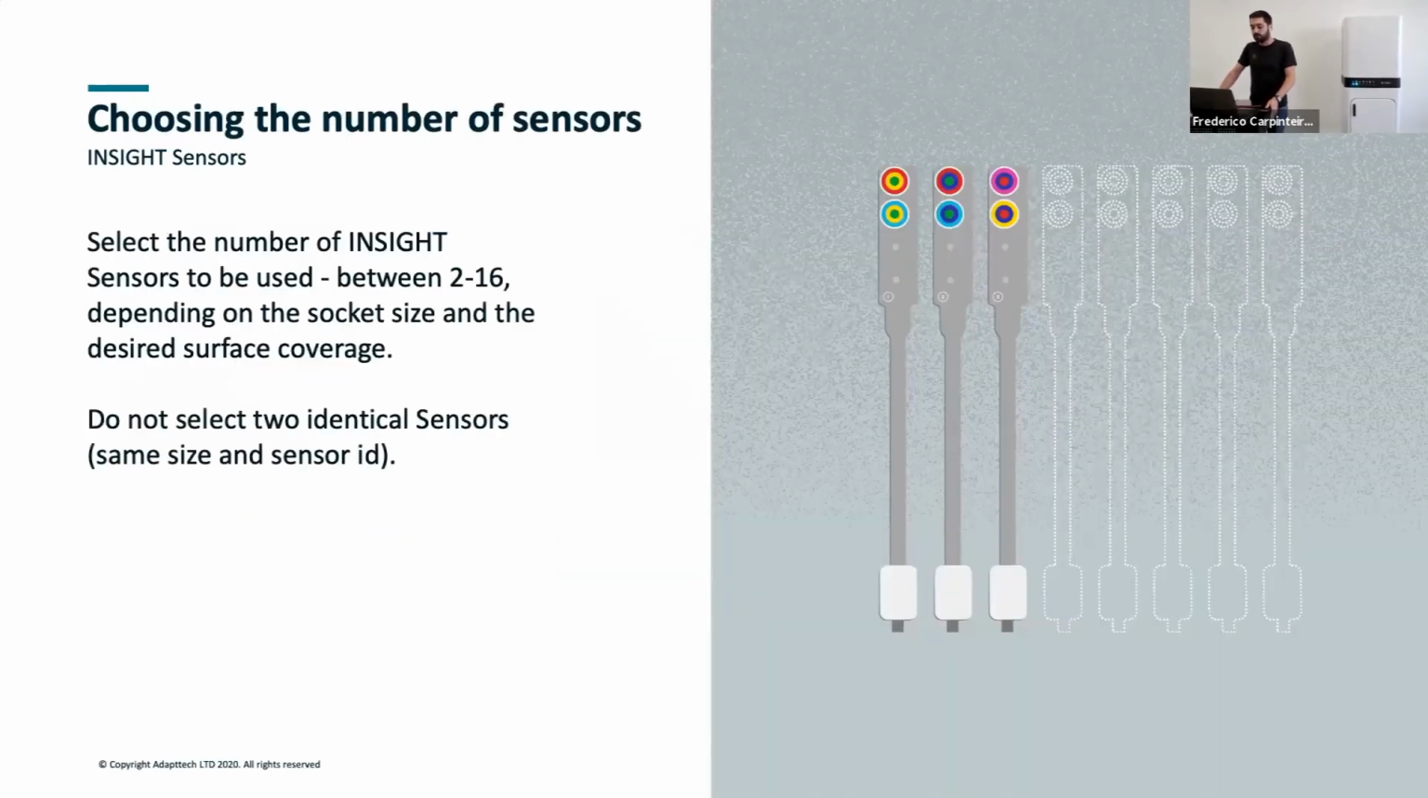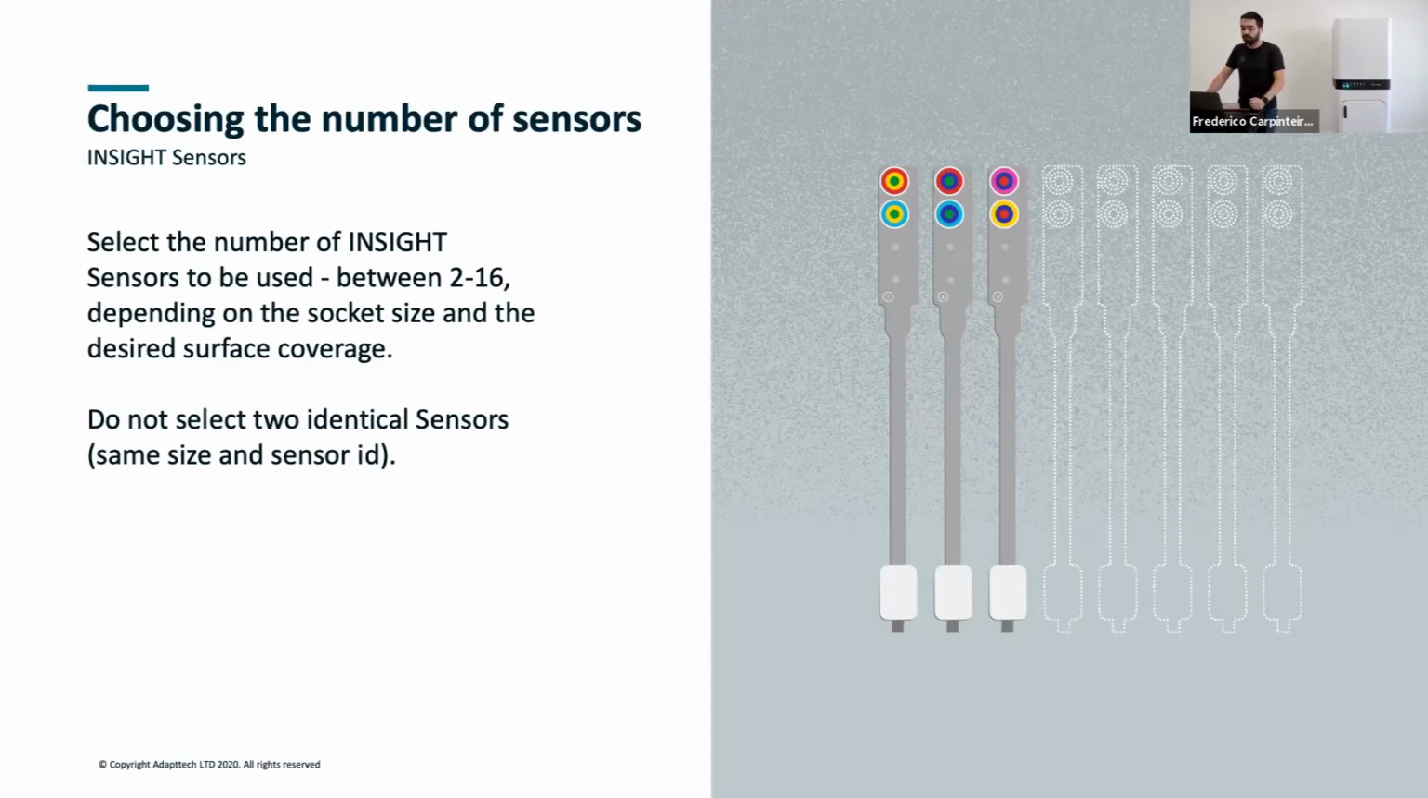So on choosing the number of sensors, you can use anything between 2 to 16 sensors, depending on the size of the socket and the desired surface coverage that you're looking for, as long as you don't use 2 identical sensors, as I said before, with the same size and same sensor ID.